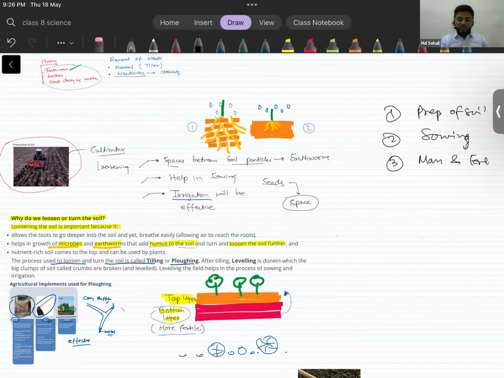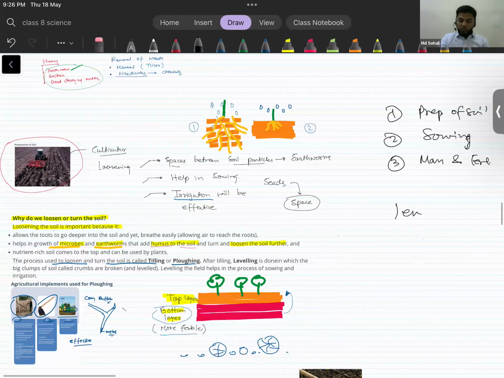Okay, now do tell me what do you mean by leveling? What is this method? Leveling of soil. Why is it necessary? Leveling of soil basically is a procedure in which bigger crumbs of soil are broken into smaller pieces. So to create uniformity in the soil, we basically break them with the help of a leveler.